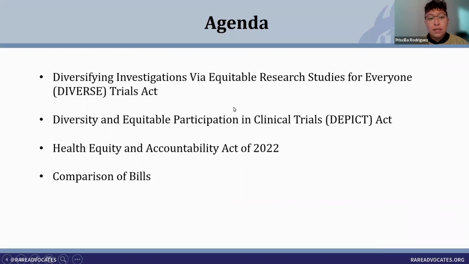So on the agenda today, we'll be discussing the Diversifying Investigations via Equitable Research Studies for Everyone, known as the Diverse Trials Act, the Diversity and Equitable Participation in Clinical Trials, known as the DEPICT Act, the Health Equity and Accountability Act of 2022, and we'll end with a comparison of the three bills.